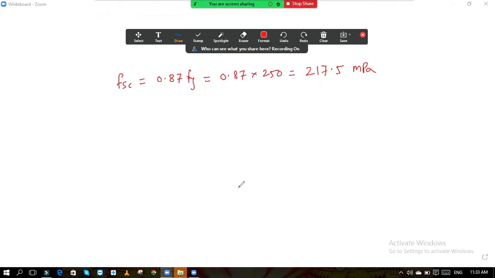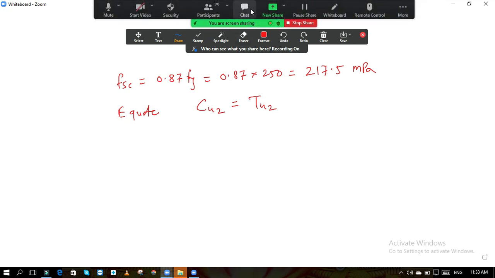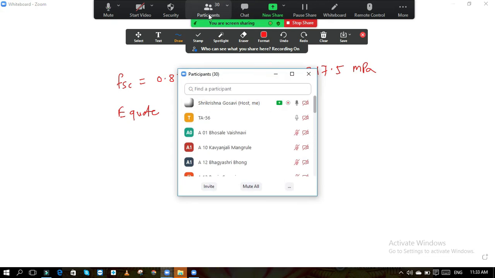So after calculation of ASC, we will equate Cu2 to Tu2. Okay, that was the additional section which we have drawn, if you remember. So Cu2 is equal to Tu2. Roll number 56, switch off your mic.